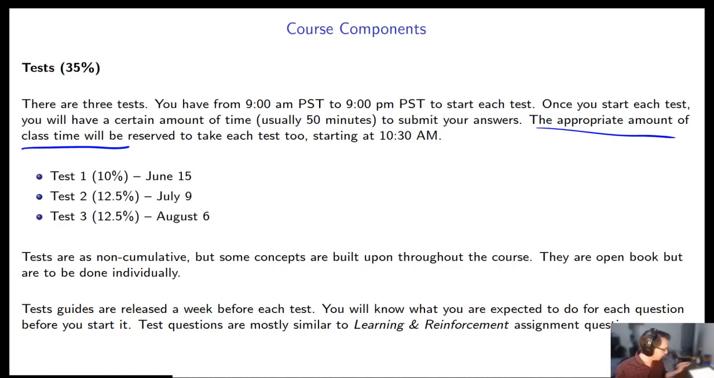We'll do that. So on those days where there are tests, there will not be any lecture. June 15th, there's a 10% test, and then July 9th and August 6th, they're 12.5% each. These are non-cumulative tests, so we just go by the chunks that we learn in each section.